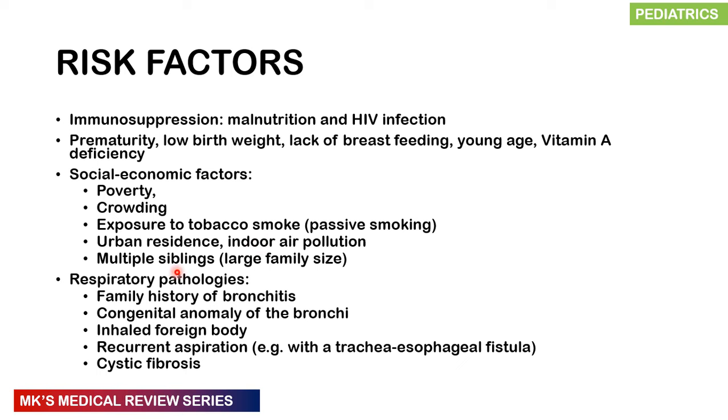You may also have some respiratory pathologies that can predispose to pneumonia. So things like family history of bronchitis, congenital anomaly of the bronchi, inhaled foreign bodies, as well as recurrent aspiration. You may also have tracheoesophageal fistulas as well as cystic fibrosis.